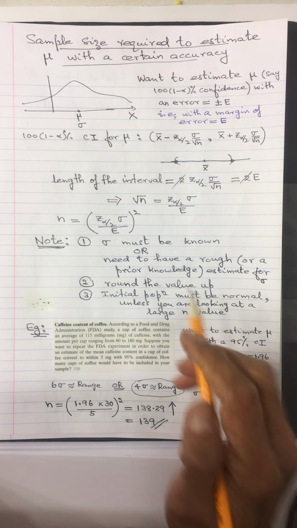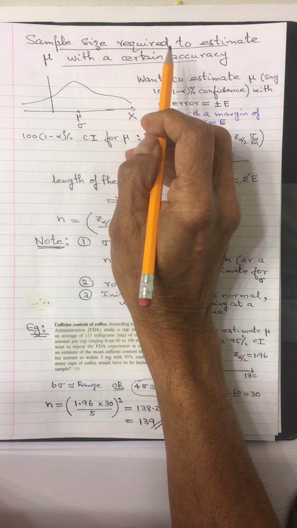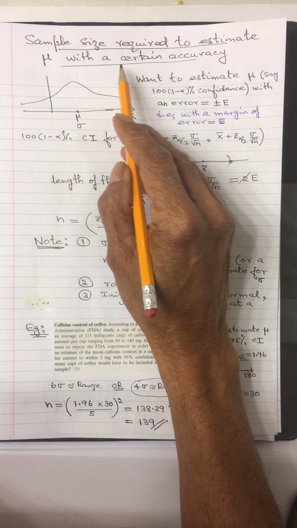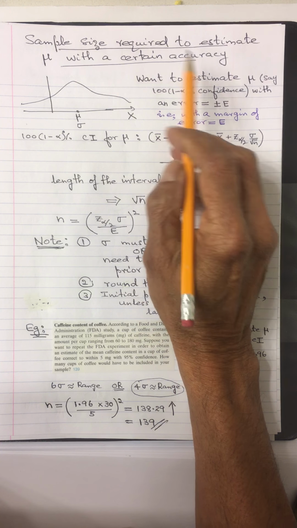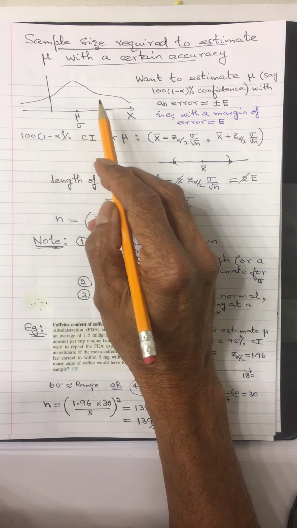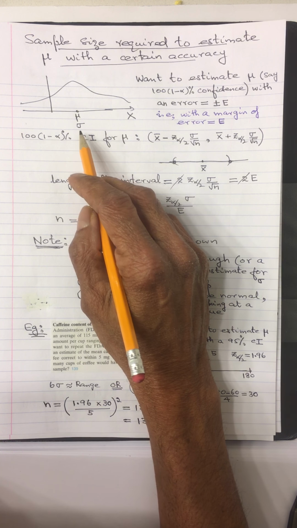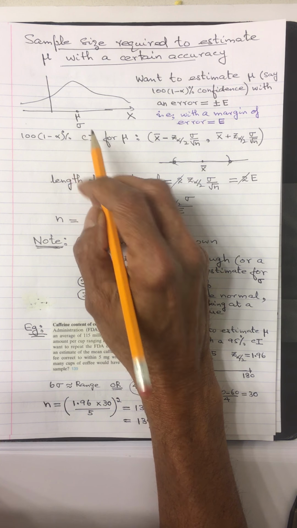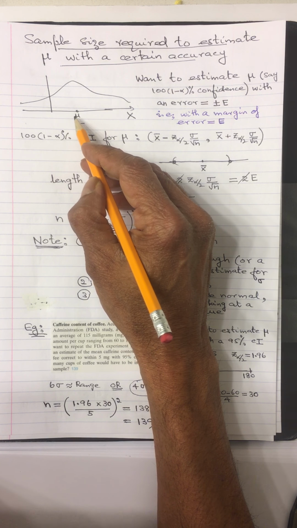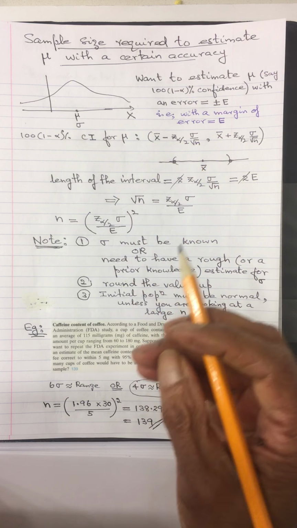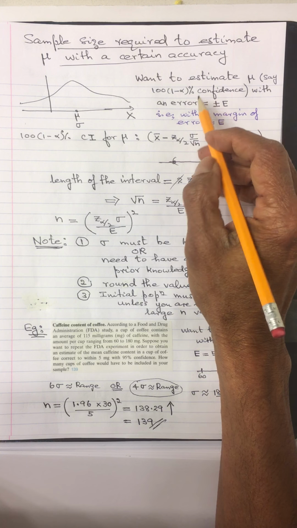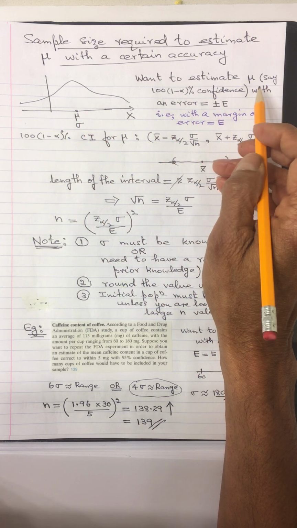In this video, we are going to look at the sample size required to estimate the population mean mu with a certain accuracy. So, say we have a population with a mean mu and standard deviation sigma, and we want to estimate mu. In other words, we are looking at the sample size you need to pull from the population to estimate mu with a certain accuracy.